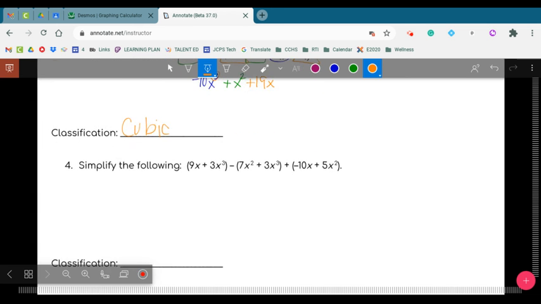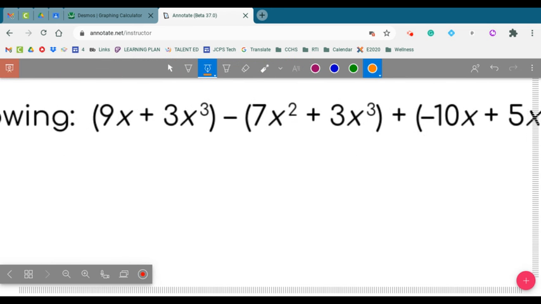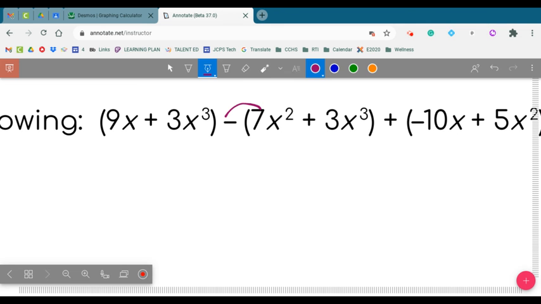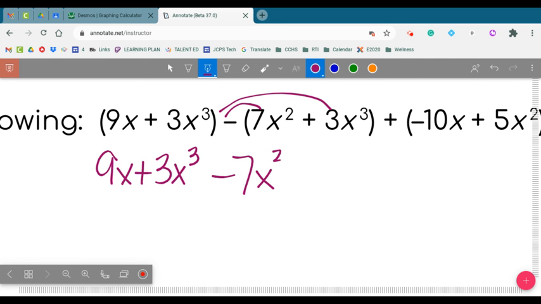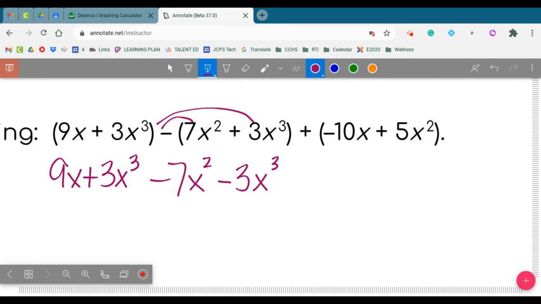Okay, moving down to the bottom. So we only have one negative, so that's the only one we need to distribute. So 9x plus 3x cubed stays the same. This becomes a negative 7x squared, and this becomes a negative 3x cubed. Negative 10x stays the same, and positive 5x squared stays the same.